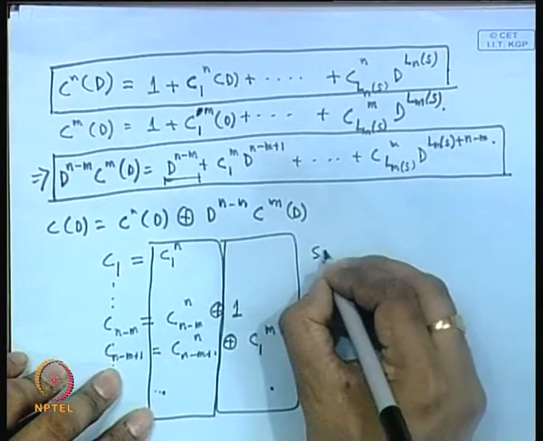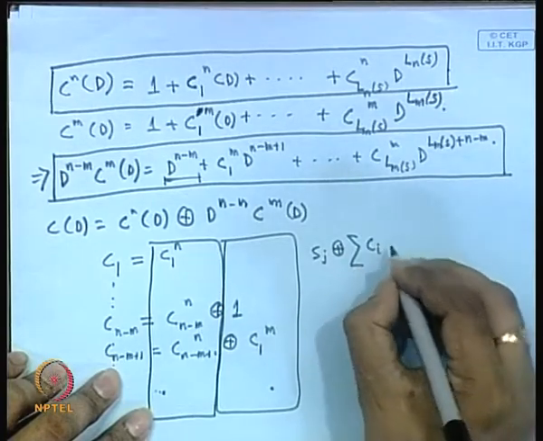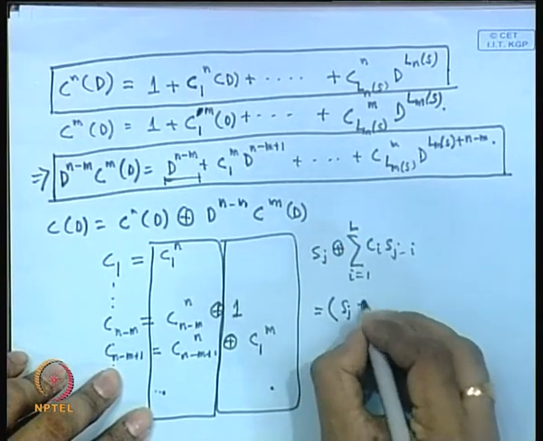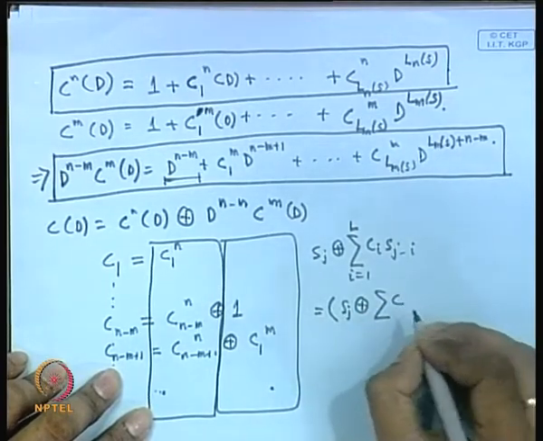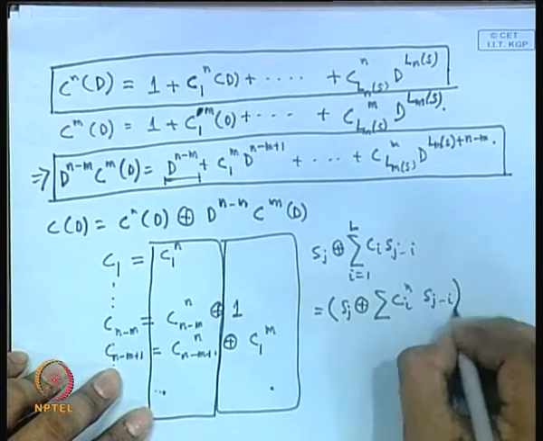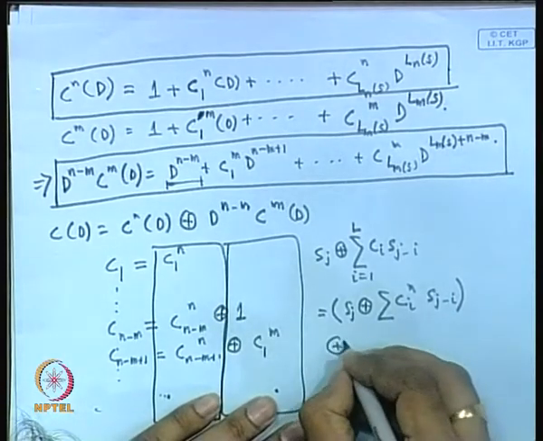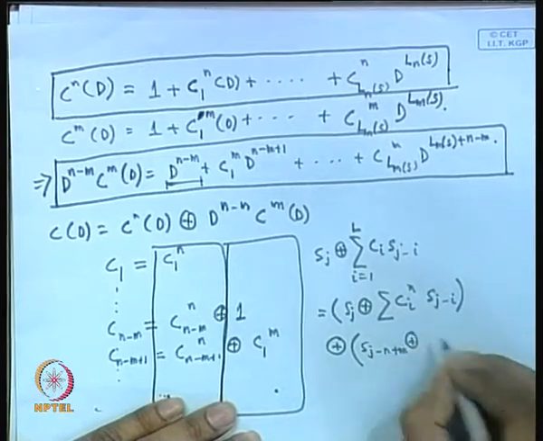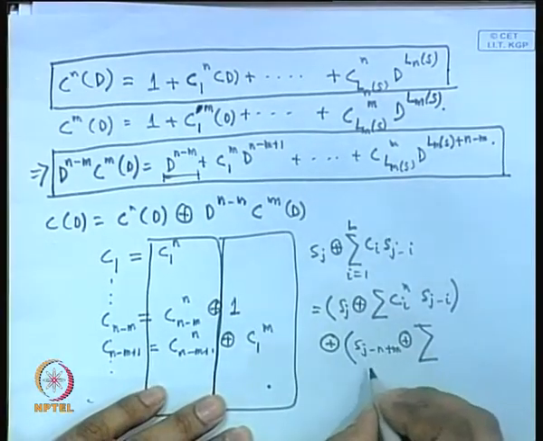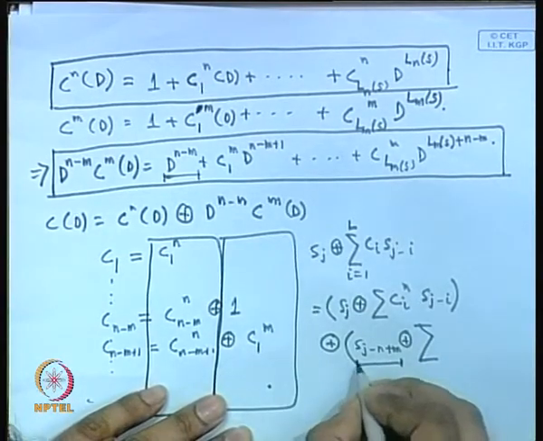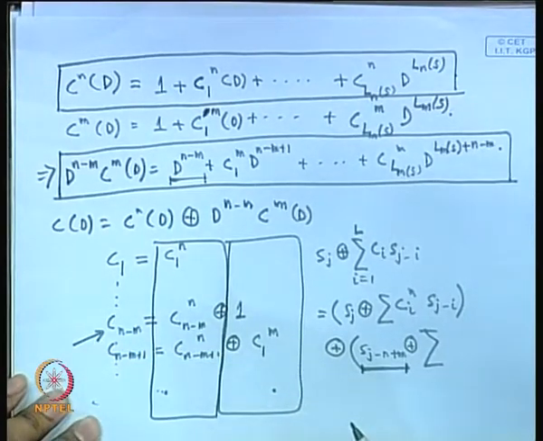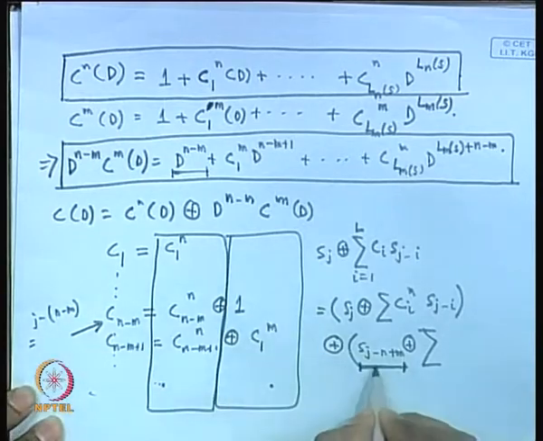So if I am interested in computing Sj XORed with sigma Ci Sj minus i, where i runs from 1 to L, then this will be equal to Sj XORed with sigma Cin Sj minus i. This is one part, and the other part will be the corresponding part from Sj minus n plus m, plus the other part of the sigma. I hope you understand why I am writing j minus n plus m: at this point I am writing out the corresponding coefficient for Cn minus m, and the corresponding seed value for this will be j minus n plus m. That is exactly this value.